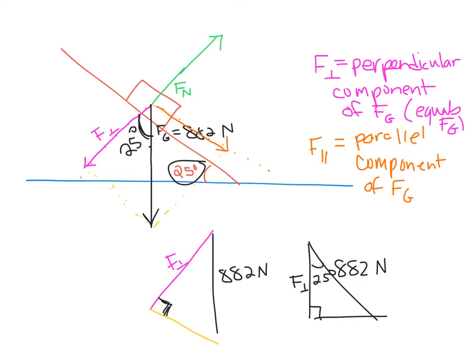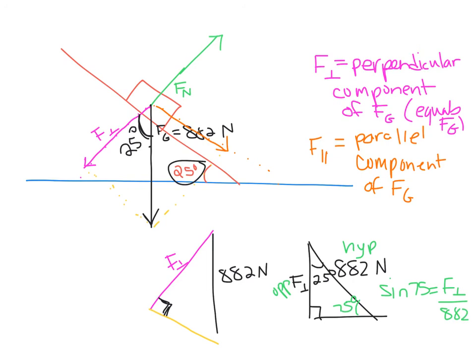If you really want to make this an easier triangle to work with, some people would prefer to find this angle. This is 75. Keep in mind the three angles in a triangle need to add up to 180 degrees. So once we have that, we can use trigonometry. We know the opposite side to the 75. We know the hypotenuse, so we can use sine. So I'm going to use that sine of 75 is equal to my F perpendicular over 882.